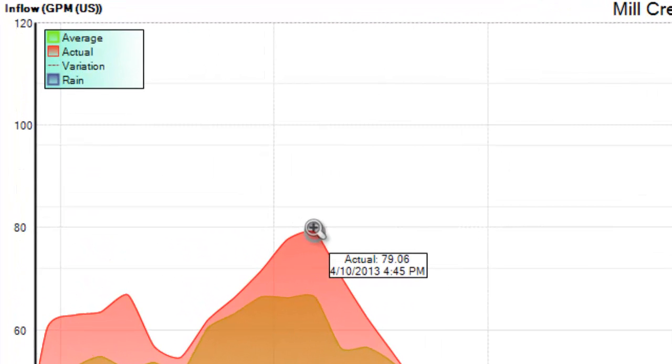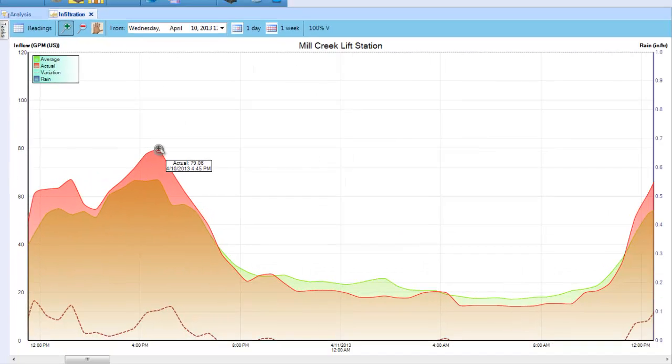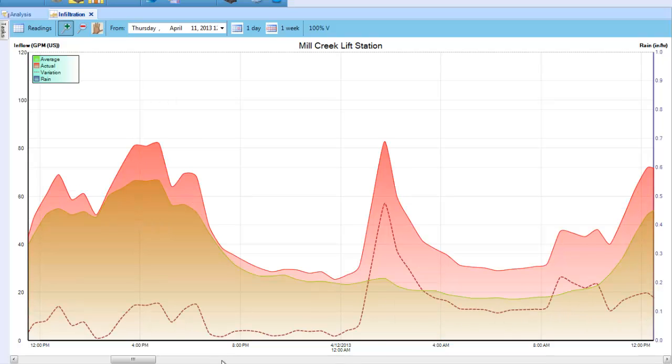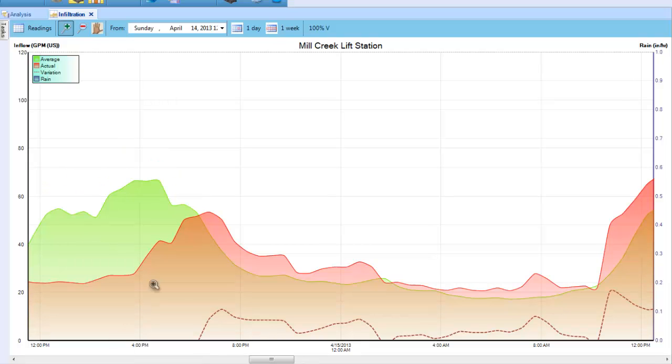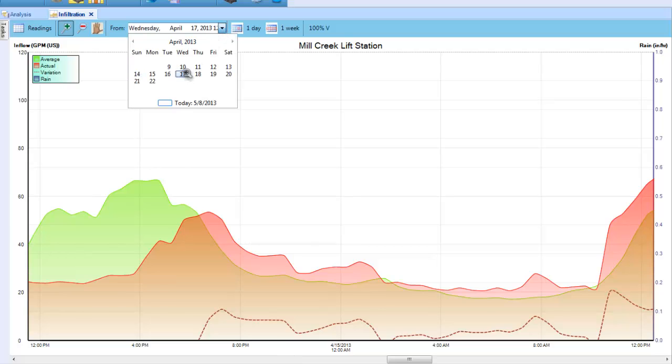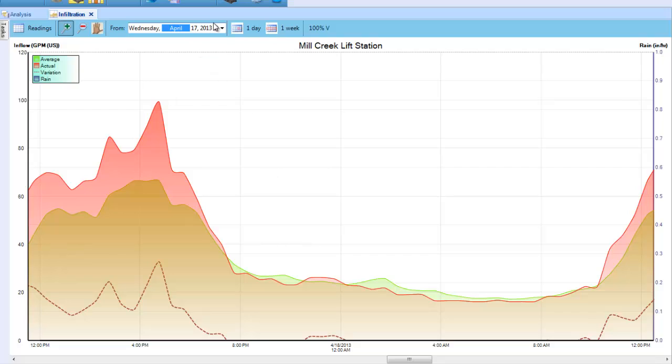And you can put your cursor on it and it can show you exactly what it is. Here it's showing 79.6 gallons a minute, and the date was 4/10 at 4:45 p.m. And then you see that the actual flow is below the average flow for the week. And you can go day by day and look at the flow events. Now you can also click on the calendar here, drop down menu, and go to a particular day, like the 17th.